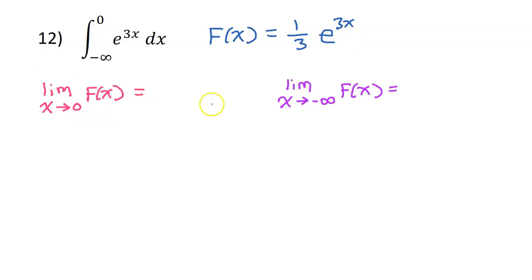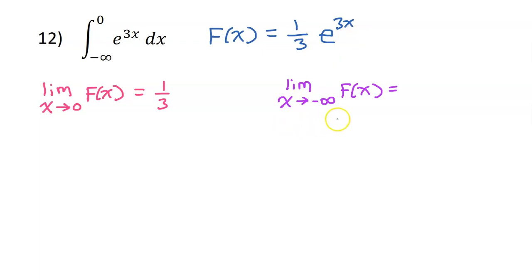Next, we need to find these two limits, the one corresponding to the upper limit and one corresponding to the lower limit. We can find the first limit using direct substitution. Putting 0 in for x, we get 1/3 e to the 0. But e to the 0 is just 1, so we don't need to write that, and we get 1/3. We cannot use direct substitution for the second limit because negative infinity is not a number, so you can't just plug it in.